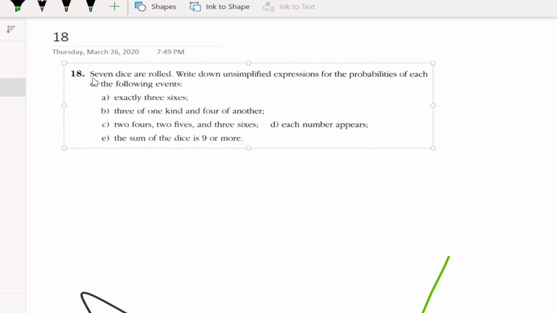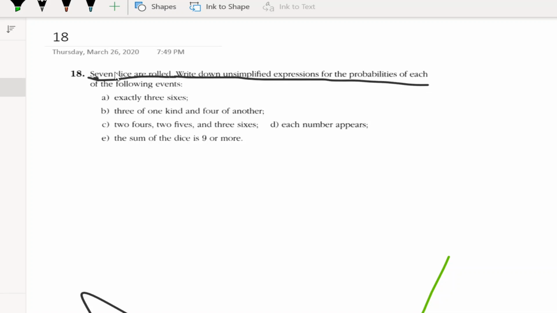Okay, so 7 dice are rolled. Write down the unsimplified expressions for the probabilities of each of the following events. A, exactly 3 sixes. So I think this one's pretty simple. It's clearly just a binomial distribution. We have 7 independent Bernoulli trials, of which we have 3 successes, where success is defined as getting a 6.